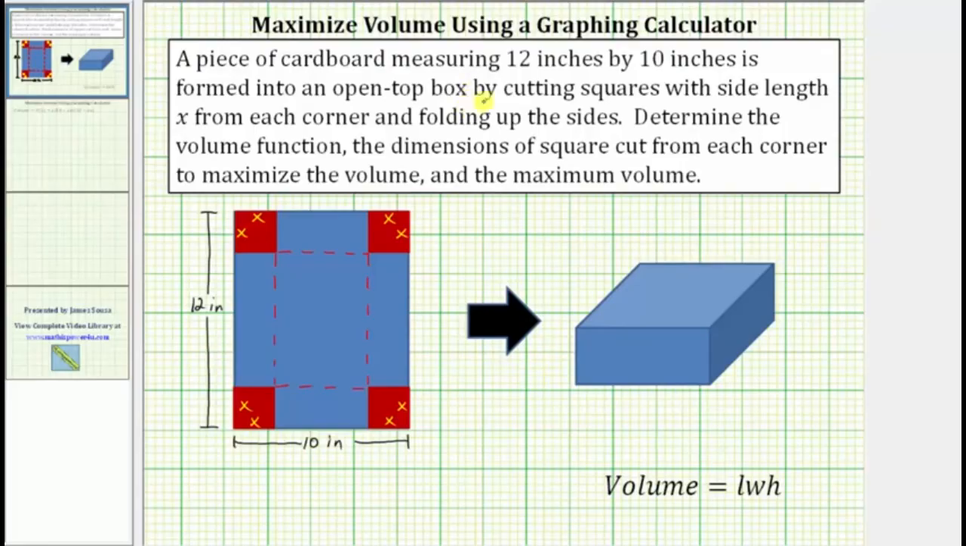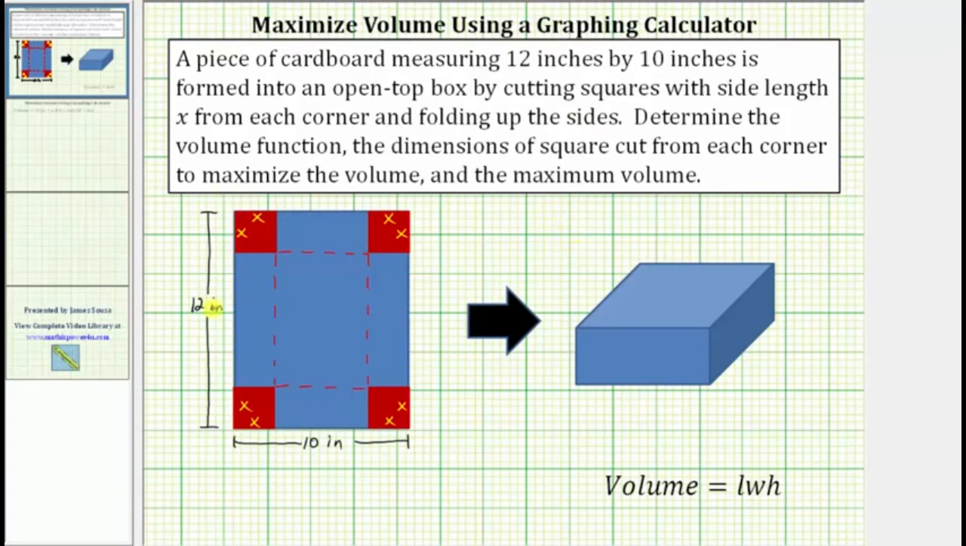A piece of cardboard measuring 12 inches by 10 inches is formed into an open top box by cutting squares with side length x from each corner and folding up the sides. Determine the volume function, the dimensions of the square cut from each corner to maximize the volume, and the maximum volume. We will be solving this problem graphically using a graphing calculator.